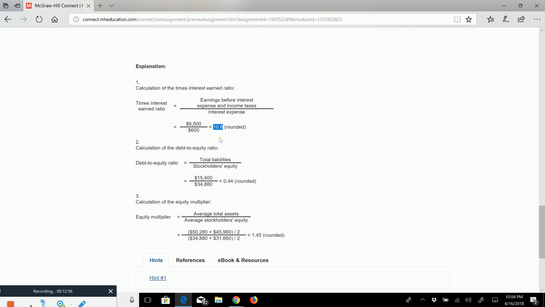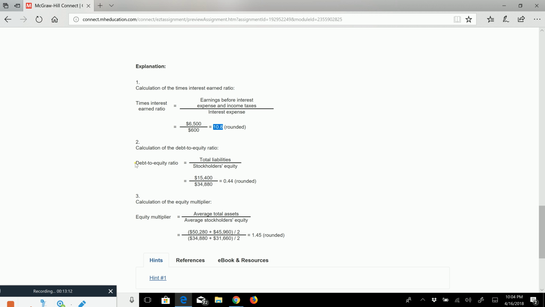If this times interest earned ratio gets a little bit smaller, we're actually going to start, if we're the bank, we're going to start to worry that this company cannot pay their interest in a timely manner, and that's not a good thing.